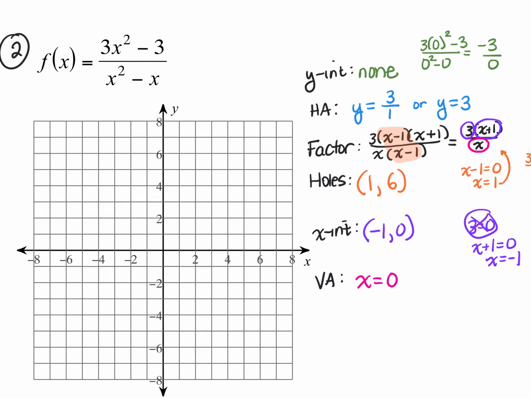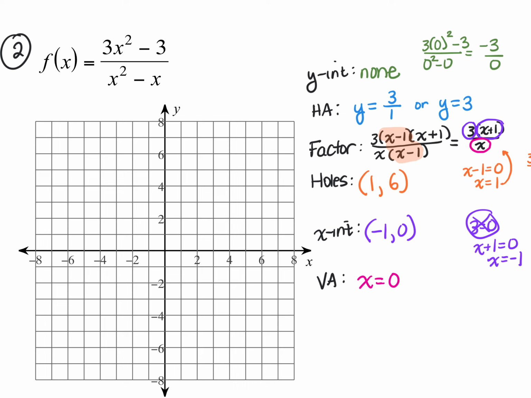So now we have all the information. We can start to sketch this graph. And remember, this is just a sketch, okay? So there is no y-intercept. We do have a horizontal asymptote at y equals 3. So we draw a horizontal line through y equals 3. We have a hole in the function at 1, 6. So I'm just going to sketch that on here as an open circle. I have an x-intercept at negative 1, 0. And then I have a vertical asymptote at x equals 0. So that's going to be right along the y-axis.